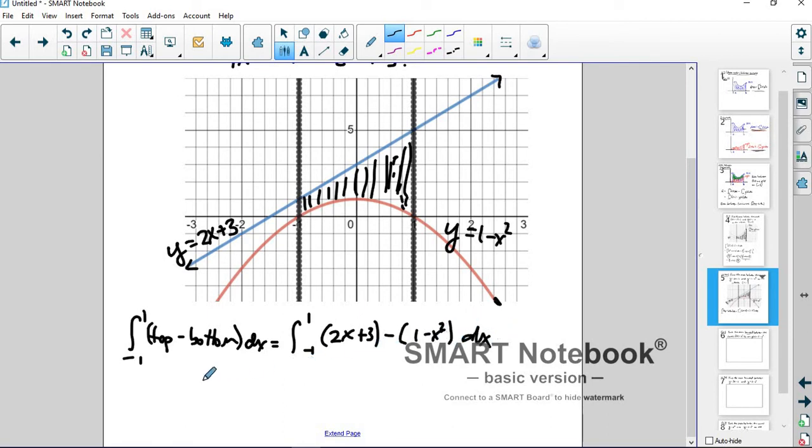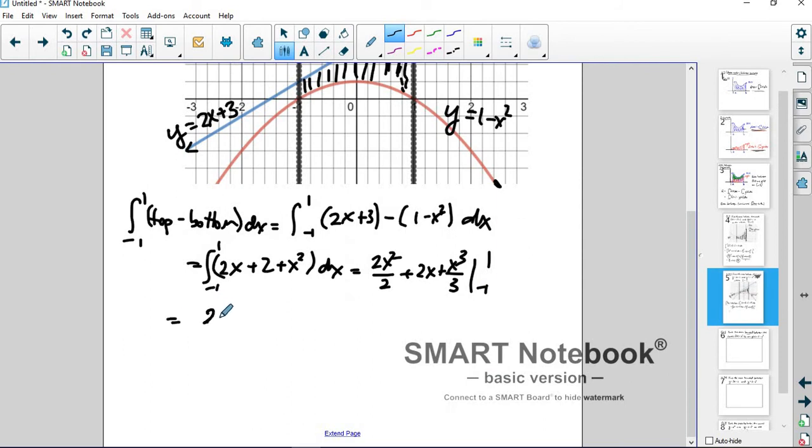And so distribute that out and simplify. You get 2x plus 2, since 3 minus 1 is 2, and minus minus is plus x squared, from -1 to 1, dx, and these are certainly easy to integrate. 2x squared over 2 plus 2x plus x cubed over 3, evaluated from -1 to 1.